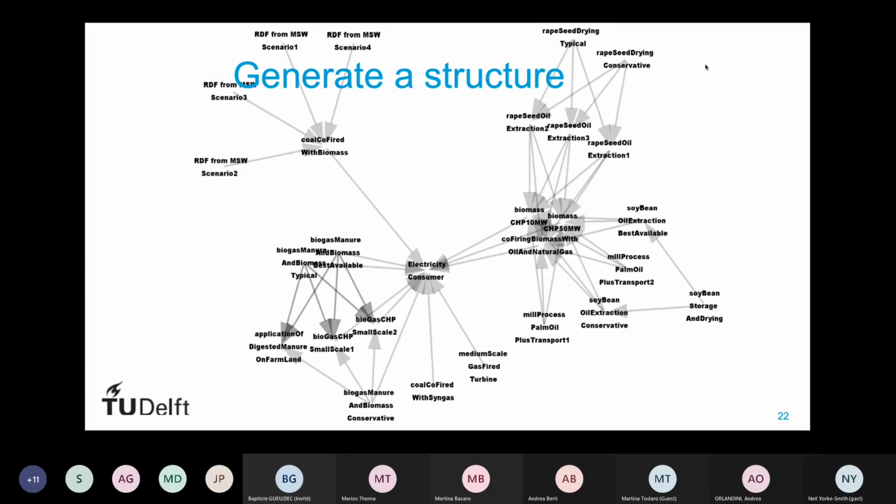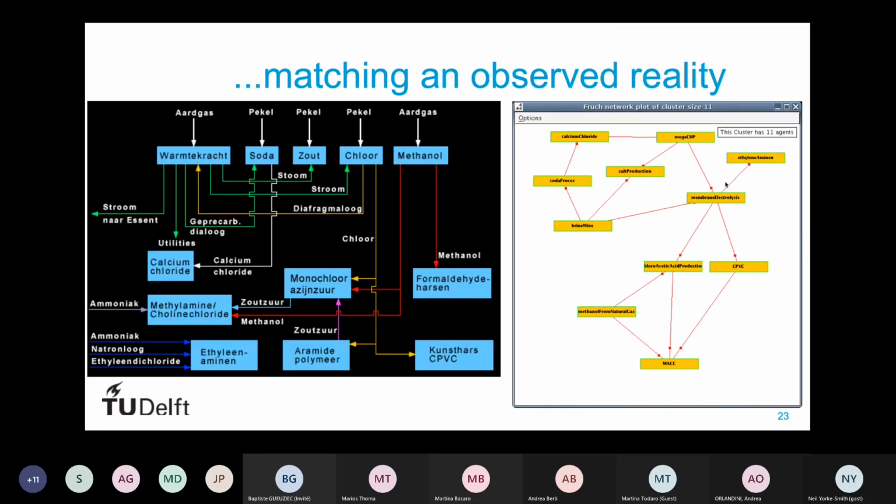And the interaction between these heterogeneous agents actually generated a structure. So here we can see the consumer is at the center. He's some type of a power plant. So the question being studied was the energy transition to biofuels. And this structure can be matched with a real world reality.